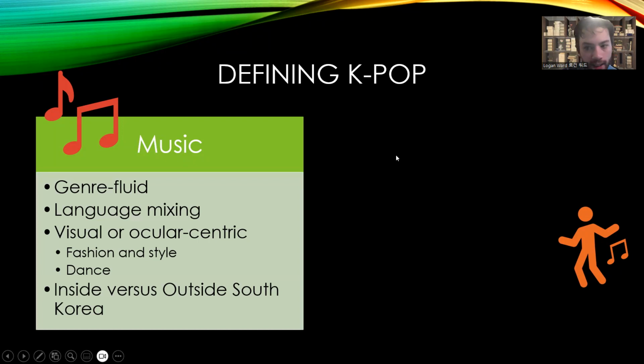So we can think about the music. It's not one kind of genre of music. There are all sorts of genres mixed up in it. If you're someone who likes K-indie, which is technically a part of K-pop, although some people disagree with that, even that is coming into the more mainstream, right?